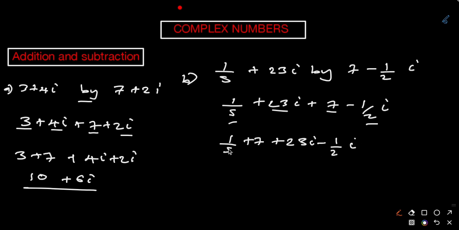From here I can say 5 multiplied by 7, that is 35, plus 1, I'm going to get 36, then divided by 5. Then 2 multiplied by 23i, that is 46i, minus i, we're going to get 45i divided by 2. So that is plus 45 divided by 2, then i. Always remember to express your answer in this form: start with the real part and end with the imaginary part. Those things are very, very important to understand.